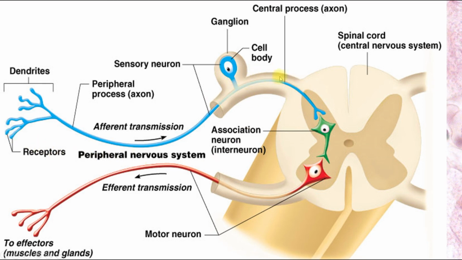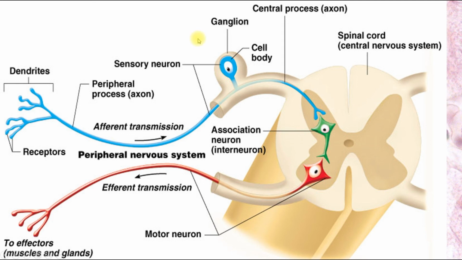So here we can see that posterior roots are formed by axons of sensory pseudo-unipolar neurons. Anterior roots are formed by axons of motor neurons. And spinal nerve contains dendrites of sensory neurons and axons of motor neurons. So spinal nerves are mixed. They have sensory part and they have motor part. Two kinds of nerve fibers are present there.